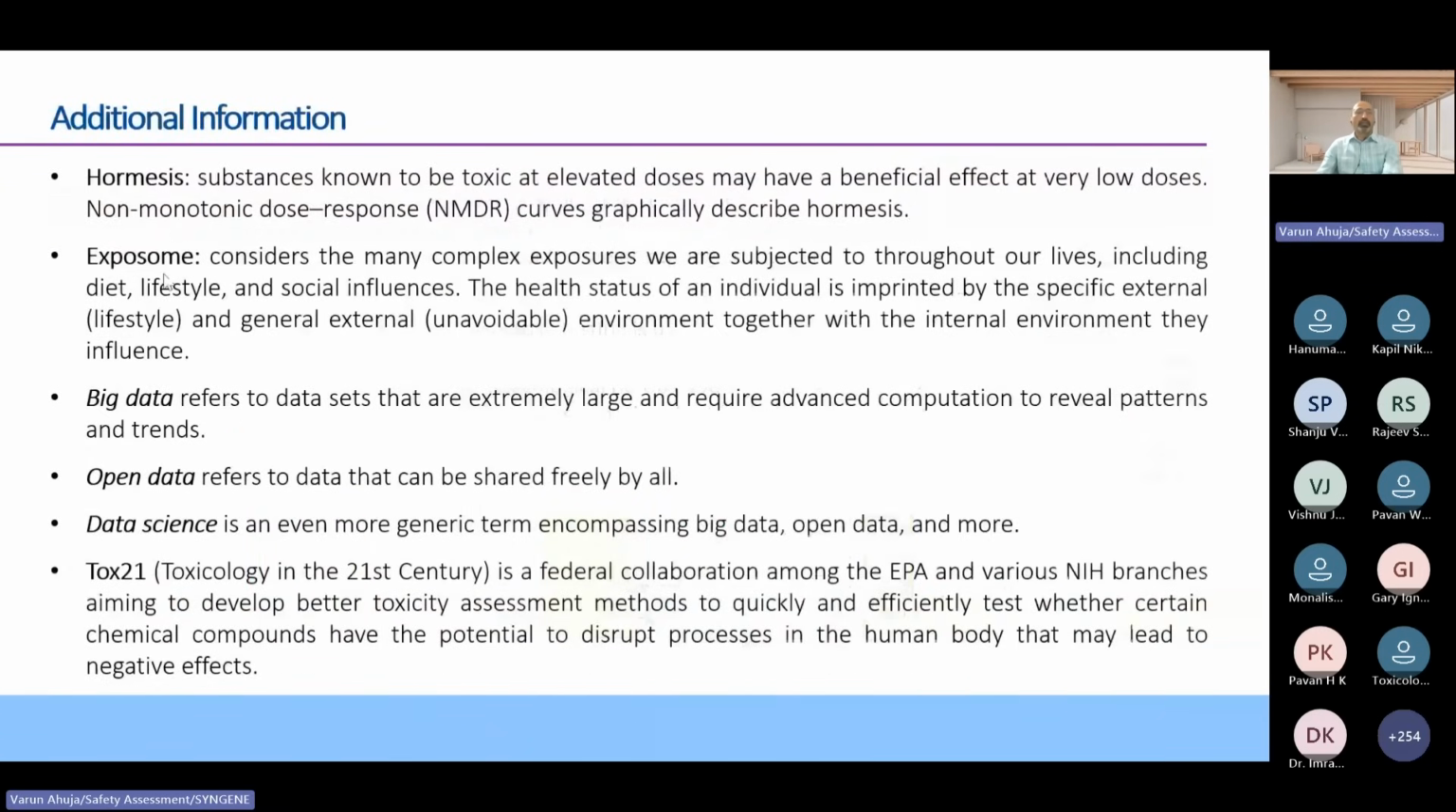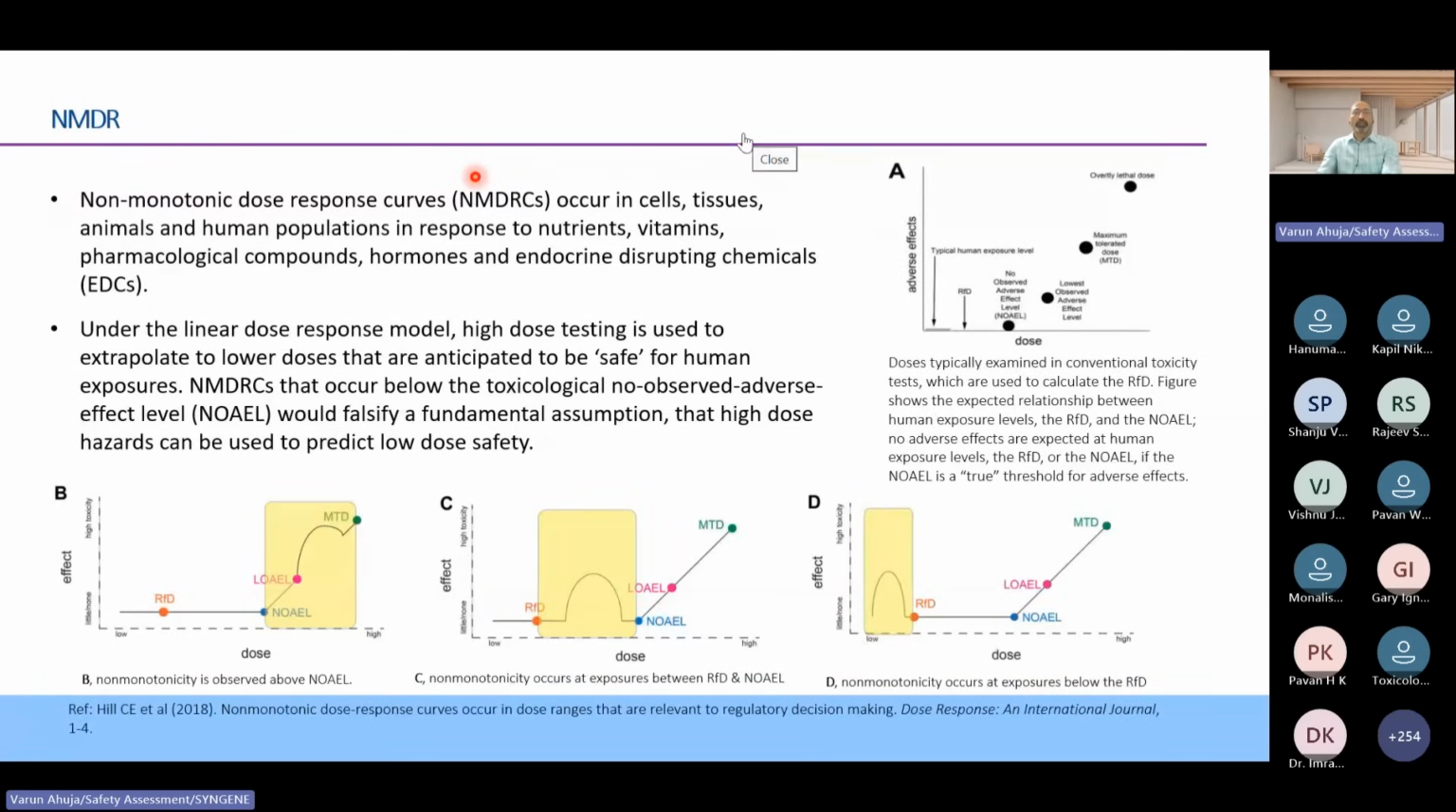Then I mentioned this term here, NMDR. Normally most toxicologists know this sigmoid response curve. So I have just tried to explain what NMDR is. This is a new thing, which many might already know. NMDR occurs in cells, tissues, animals, and human populations in response to nutrients, vitamins, pharmacological compounds, hormones, and endocrine disrupting chemicals.